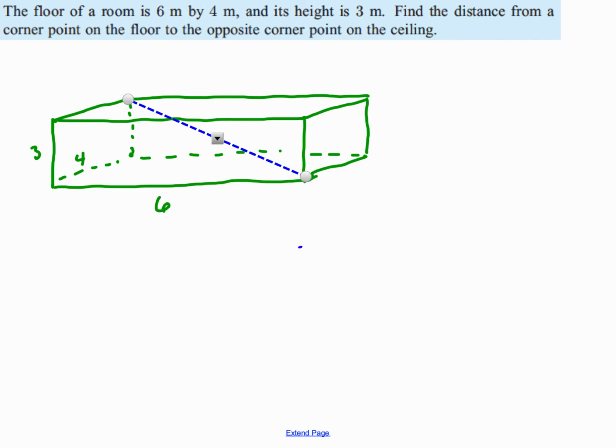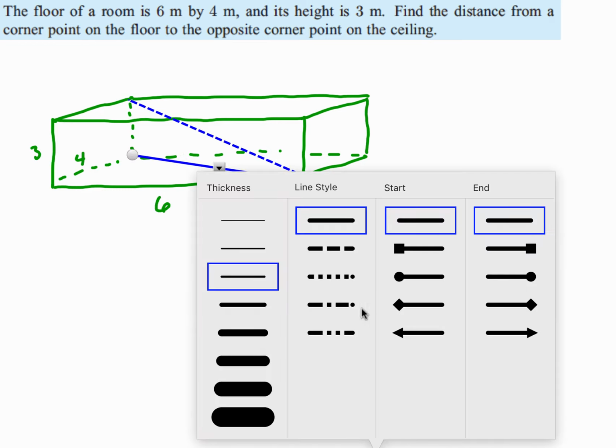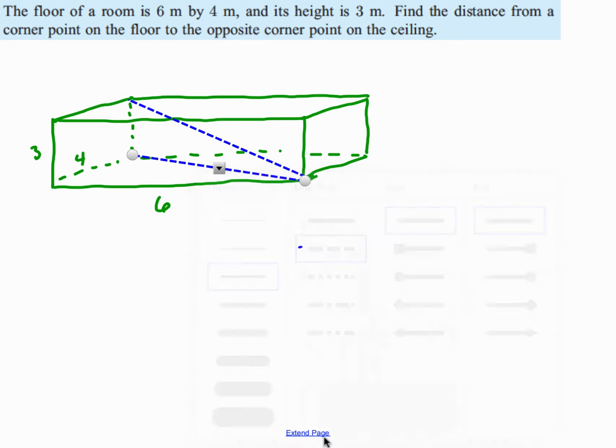Okay. Well, can't we also draw this right here and form ourselves a right triangle? Again, I'll make it dash because theoretically it's inside of the room. Whoops, there we go. Okay, so we've made it dashed.